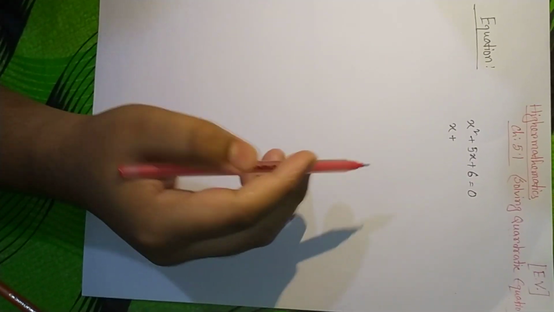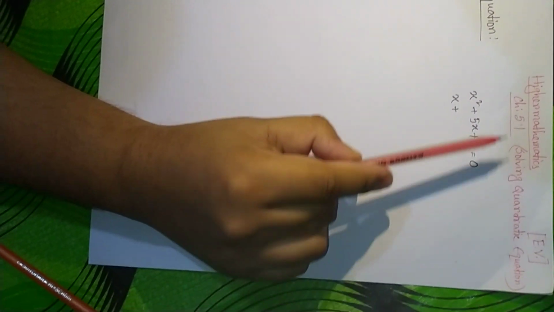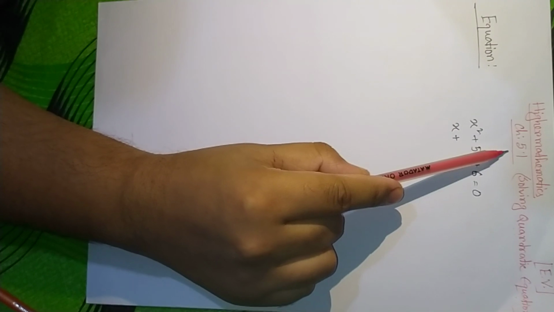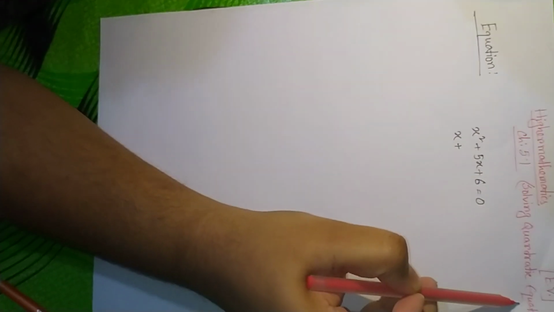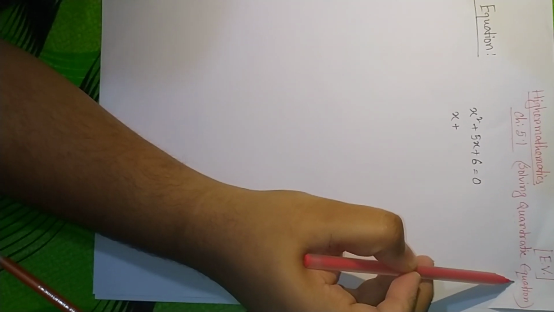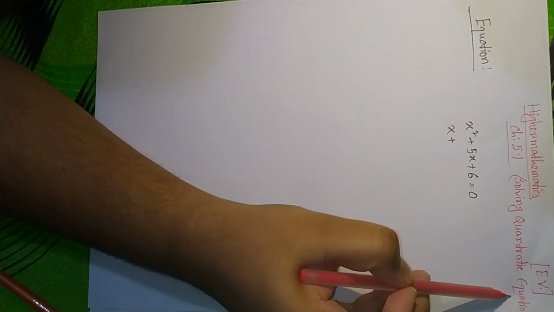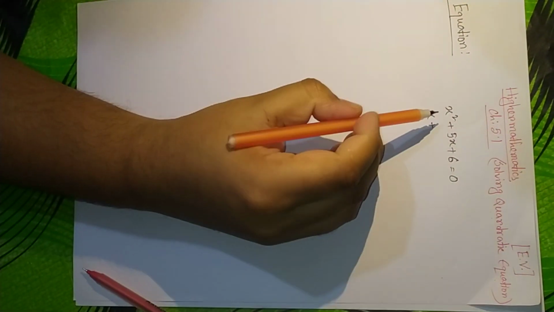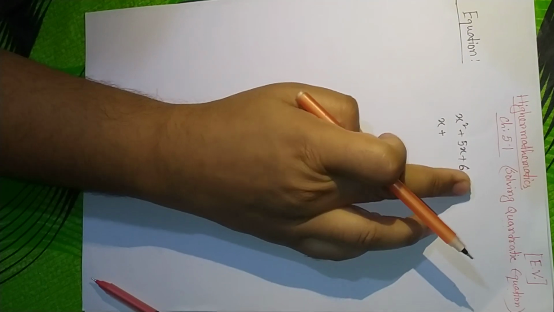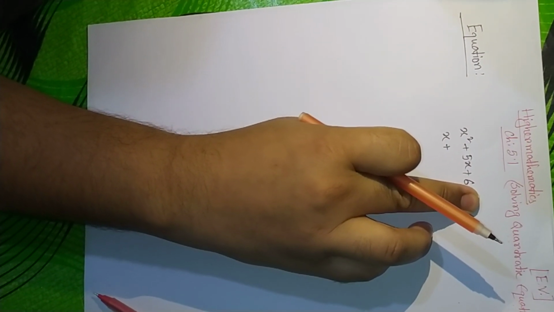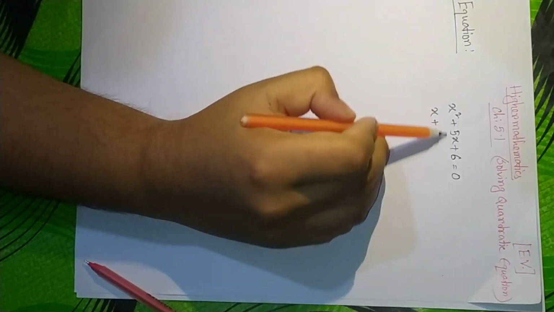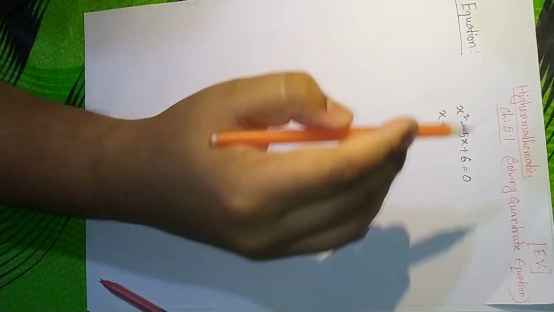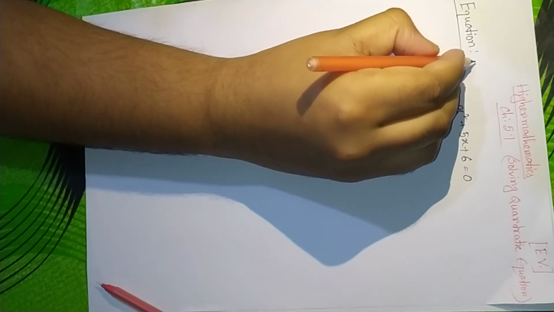Today we will be discussing solving the quadratic equation, which is chapter 5.1 in the branch of higher mathematics. To understand solving the quadratic equation, maybe one question arises in your mind: what is an equation? Actually, we know the polynomial which looks like x square plus 5x plus 6. If there are two sides, then this type of term is called an equation. So an equation is such a thing which has two sides.